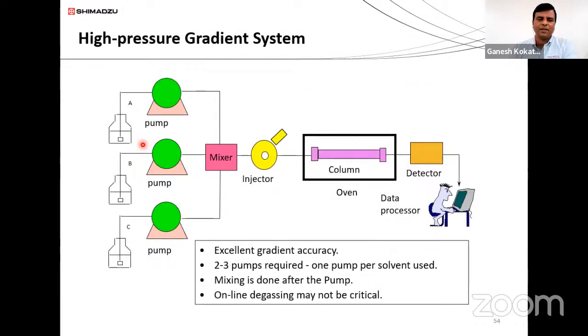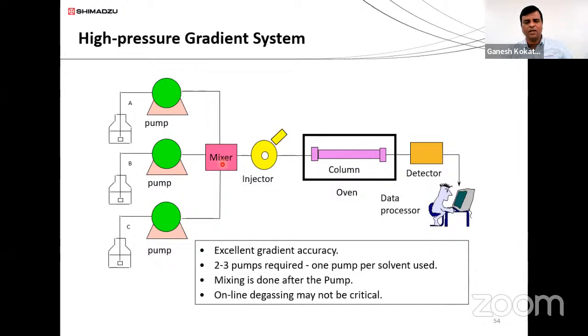Now, as I explained, in low pressure, mixing happens before the pump, but in high pressure, mixing happens after pumping. So there are three different pumps and three different reservoirs. The pumping is done for each and every reservoir by a different pump. After pumping, it goes to the mixer.